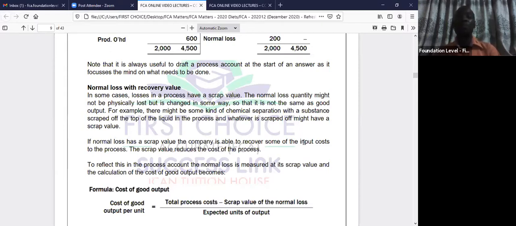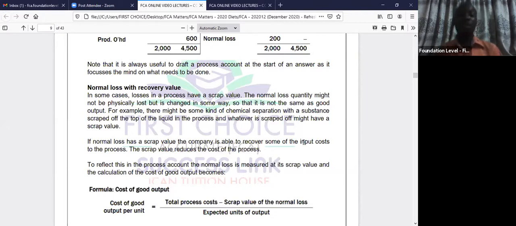There are some people who need them. So you sell them at scrap value. So whatever you can recover from that loss at scrap value becomes the recoverable value for the loss. Mind you, here the loss did not evaporate, as in the first case where there is no value. But here, the loss is still there. You can recover something out of it.